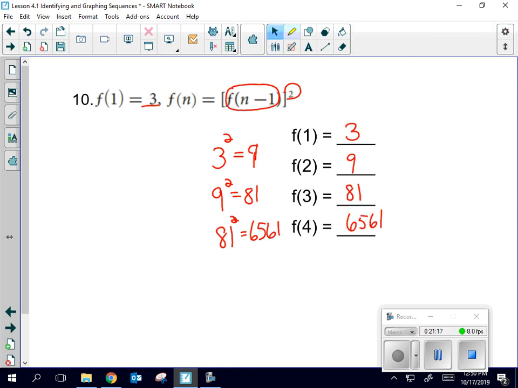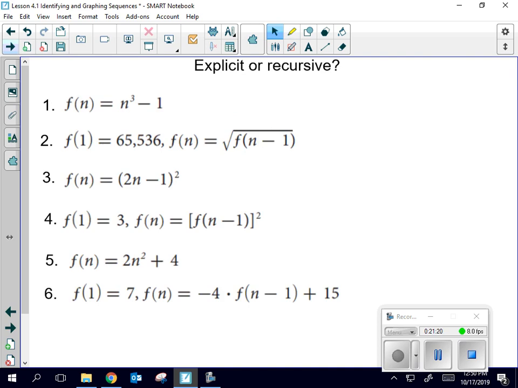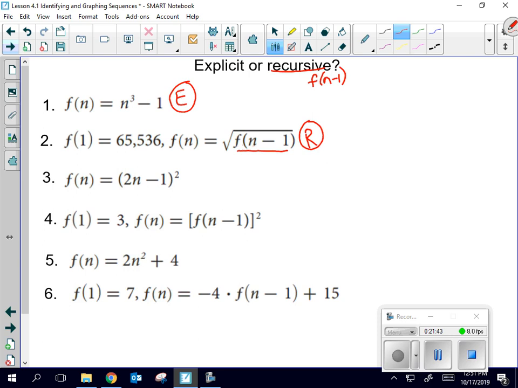Have to know the previous term. The last part is just telling me if it's explicit or recursive. Remember, recursive is going to have the f of n minus 1 in it. So look at the first one. Does it have f of n minus 1? No. So this one is explicit. Second one. There it is. It's recursive. Number 3. Explicit. Number 4. There he is. Number 5. Explicit. And number 6. There he is again.